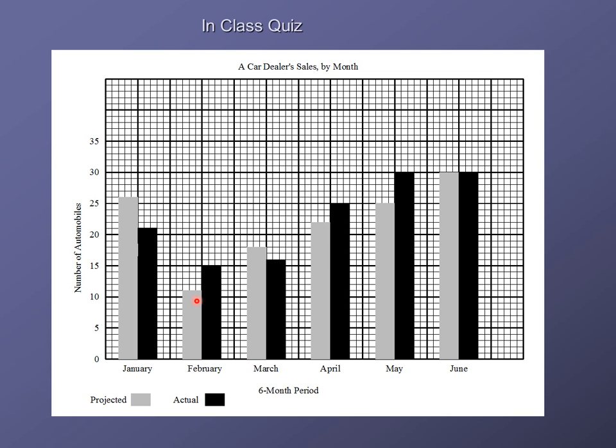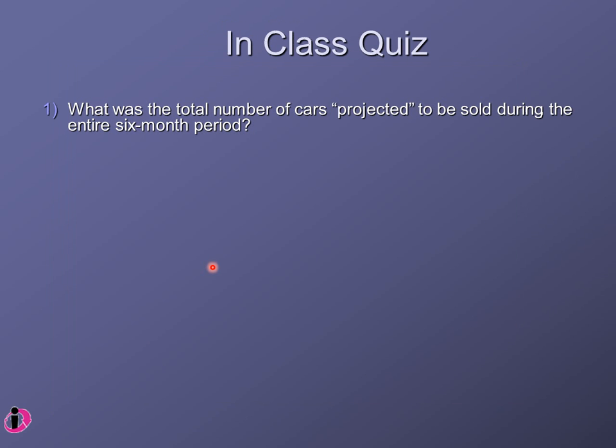Same is February. I'm saying not same. I'm saying in February they had more sales than projection. Their projection was 11, but they were able to sell 15, right? So can we answer this question from this graph? What is the total number of cars projected to be sold during the entire 6 months? How do I know it?